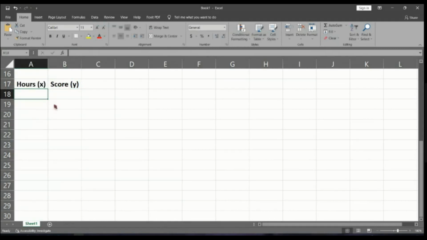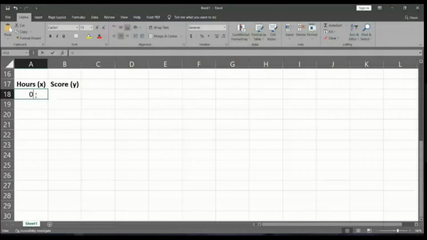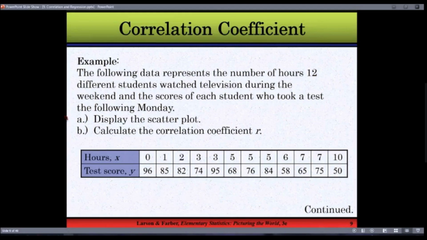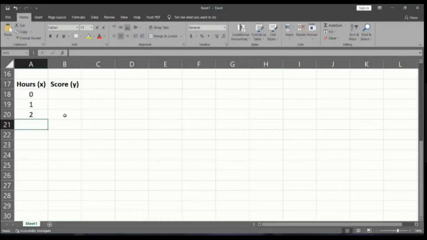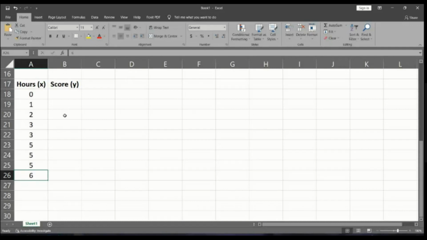So the first student did not watch during the weekend. So 0 hour siya, no? 0 hour. Second student is 1. You have 2, 3, 3, 5, 5, 5, 6, 6, 7, 7, and 10. Okay, thank you. Do you have the copy? Yes, sir. Please enumerate the scores of these students.